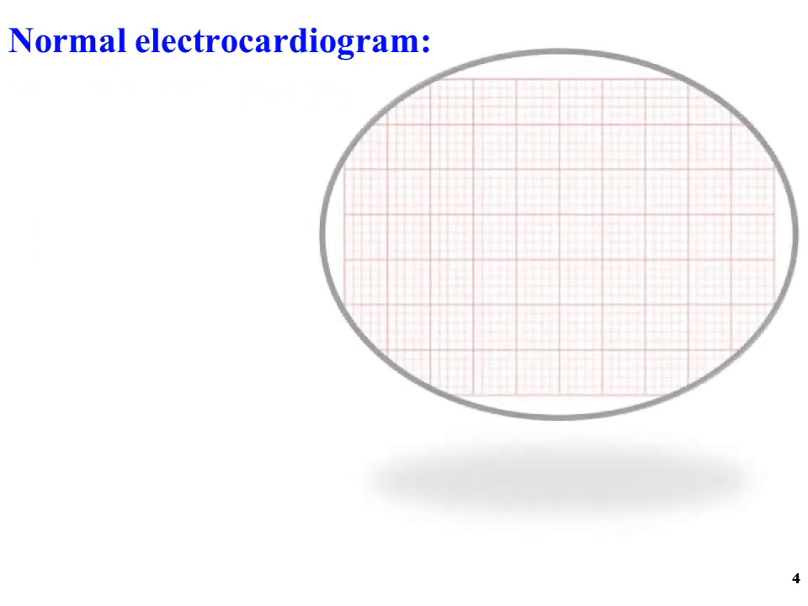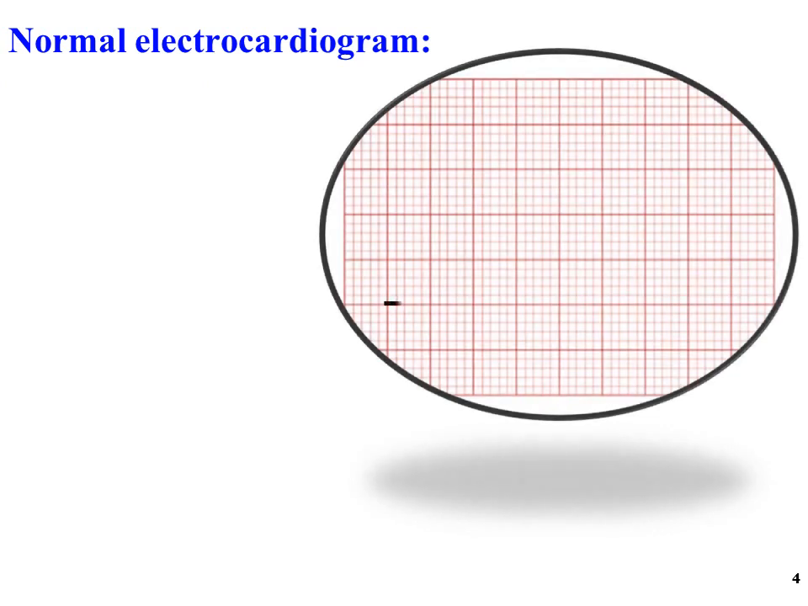Now we come to the normal electrocardiogram. The first wave in the normal electrocardiogram is positive and we call it P wave. P wave represents atrial depolarization.